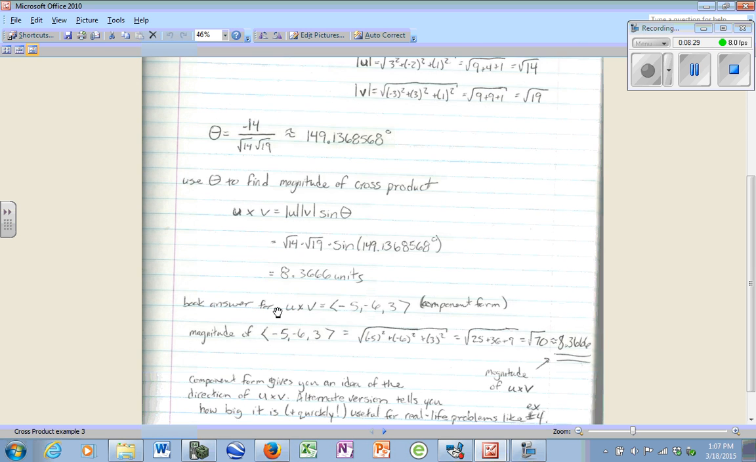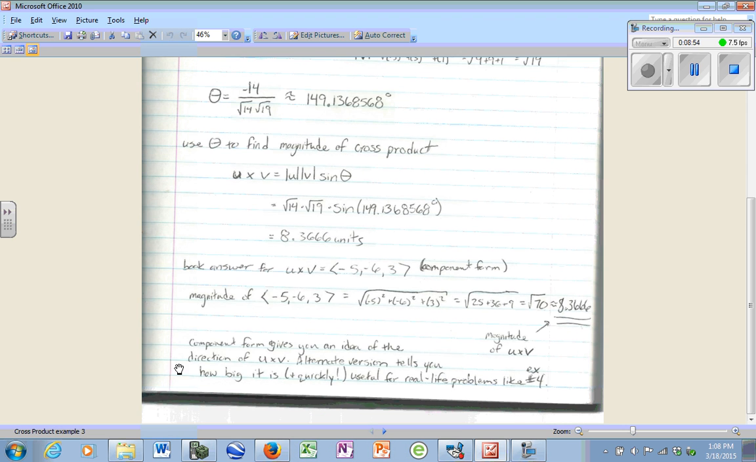Now the book answer for the cross product was in component form. But if I found out what the magnitude of that new vector is in component form, just figured out how long that is, there we go. Negative 5 squared plus negative 6 squared plus 3 squared equals square root of 70, which is 8.3666. So this gives me the magnitude of that in one fell swoop. The component form gives you an idea of the direction, because you can take your straws out and look at them. You can think, oh yeah, that is 90 degrees from both of the other two. Unless you've got a 3D program, that'd be pretty sweet. But this alternate version tells you how big it is, and it does it super fast.